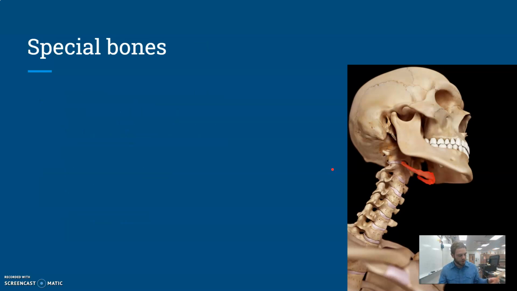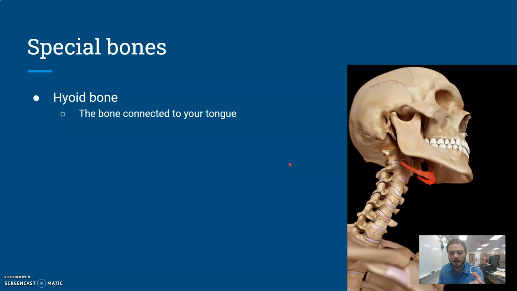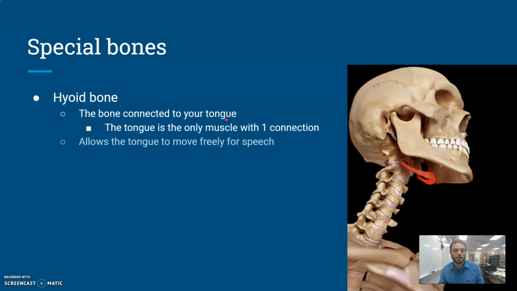Okay. Some special bones that you have, the hyoid bone. You can see here it sits just posterior to your mandible. It is actually the bone that is connected to your tongue. So you can see here a little U-shaped bone. It's going to be the only bone that your tongue is attached to. And so your tongue is special because it's the only muscle with only one connection. And that's what allows us to have such great speech compared to other species.